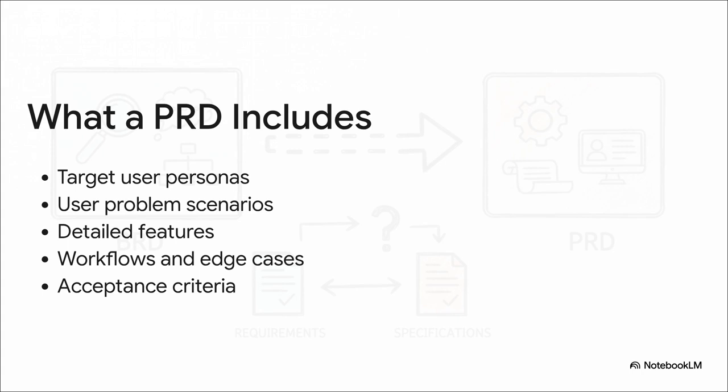Then comes the real meat of the document, the detailed feature requirements, step-by-step workflows, and exactly how the system needs to handle tricky edge cases or error states. And, super importantly, it includes acceptance criteria for QA and release. Ultimately, the PRD acts as the primary working document to stop engineers and designers from making misaligned assumptions on their own. It just brings crystal clear execution clarity to the whole team.